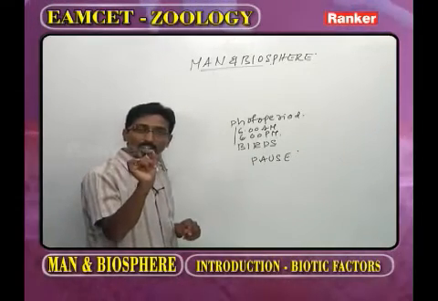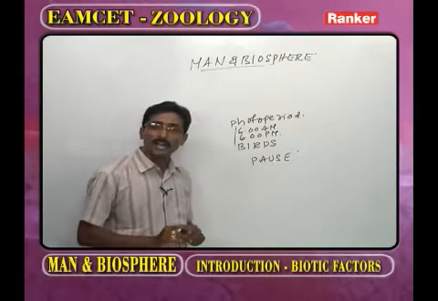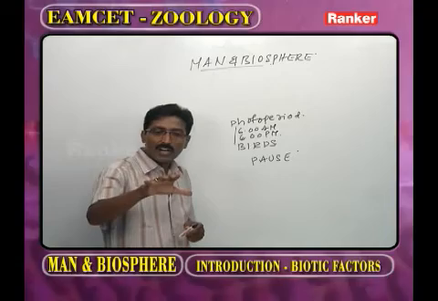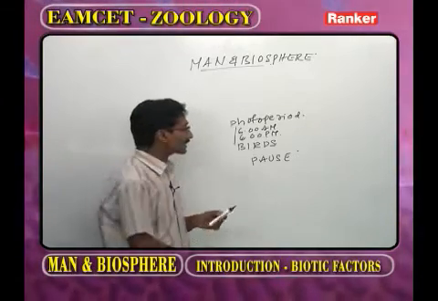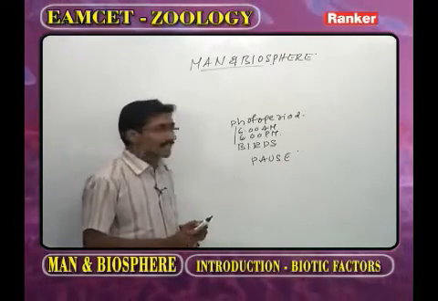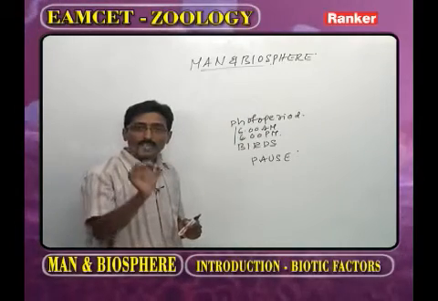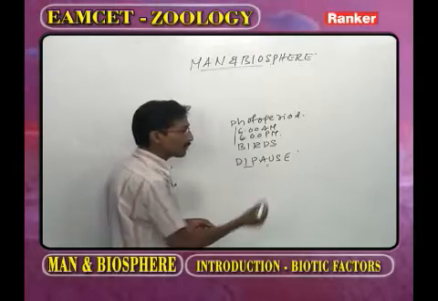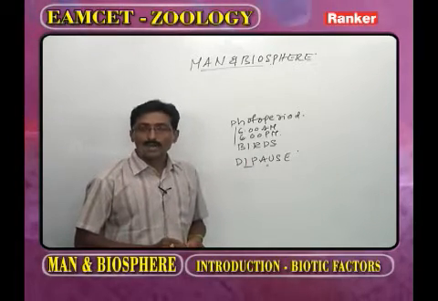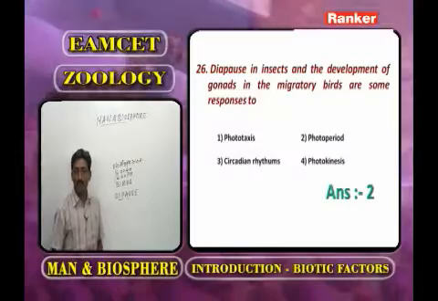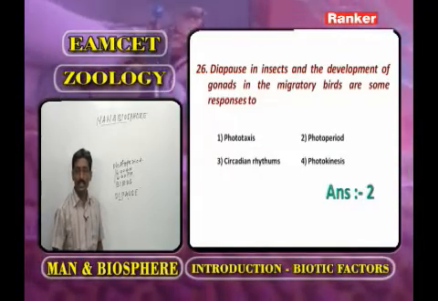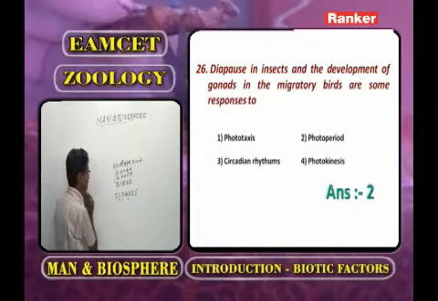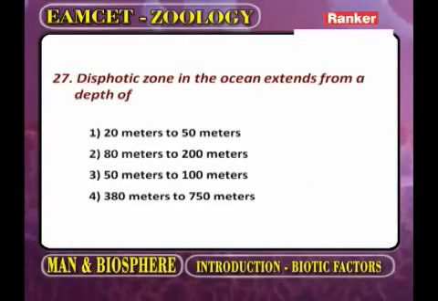In the tape recorder, one button is named as pause. What is meant by pause? If we press the pause, the song temporarily stops. Like that, in the life history of some insects, in the photoperiod, the development temporarily stops. That we call it as diapause. Now here, diapause in insects and development of gonads in the migratory birds are responses to the photoperiod. The correct answer is the photoperiod. Now we go for the next question.